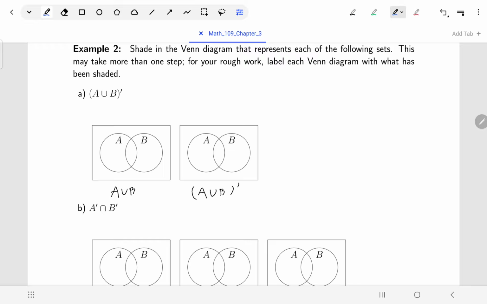So let's start shading. A union B would be anybody who's inside of A or inside of B or inside of both of them. So there we go, I've shaded all the things that are inside of A union B. And so for A union B complement, you'd be shading in everything else. The everything else here would be the outside of our two circles. There we go, we've shaded in A union B complement.